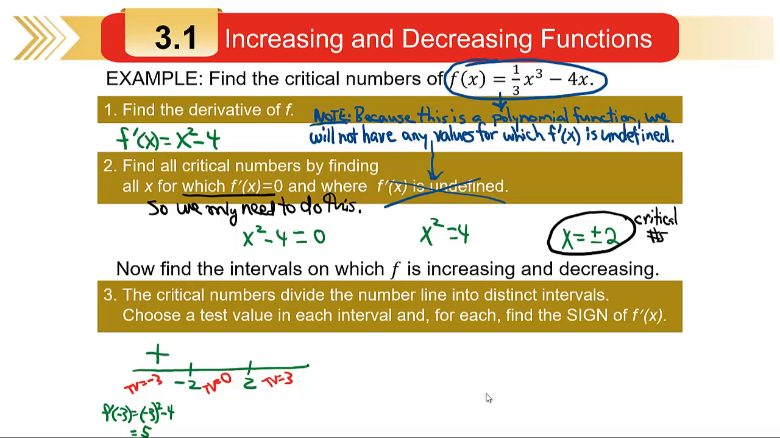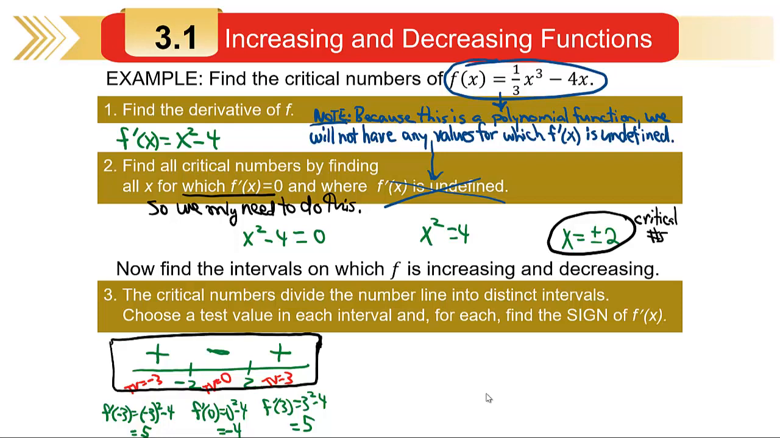So label your interval as positive. Then you move to the second test value, 0. Plug 0 into the derivative. 0 squared minus 4 is negative 4. That's negative. Again, I don't care about the magnitude. I just care whether it's positive or negative. And lastly, take 3, plug it into the derivative, and you get 5, which is, again, positive.